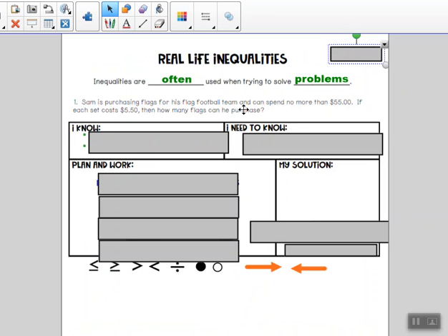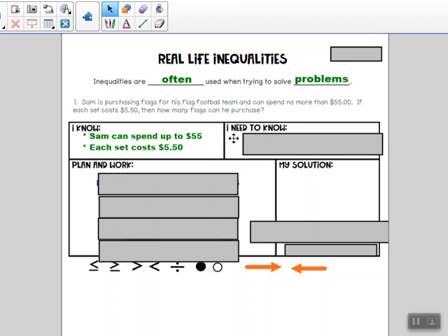Well, let's look at what we know. Sam is spending up to 55 bucks. It says no more than 55, so I just said up to 55. He can't spend more than that. He can spend exactly that. He can spend less than that. He just can't go over 55.